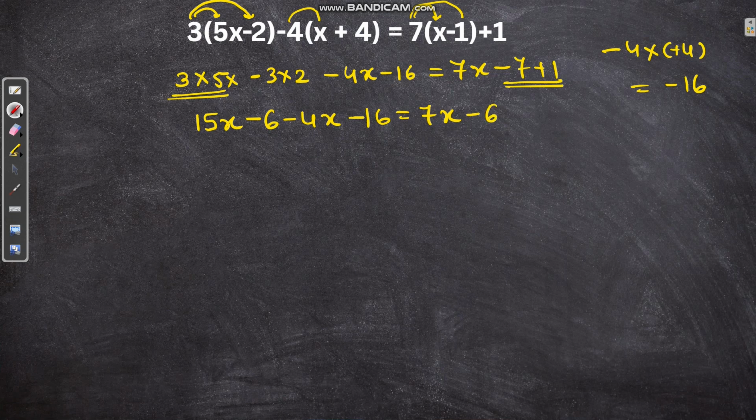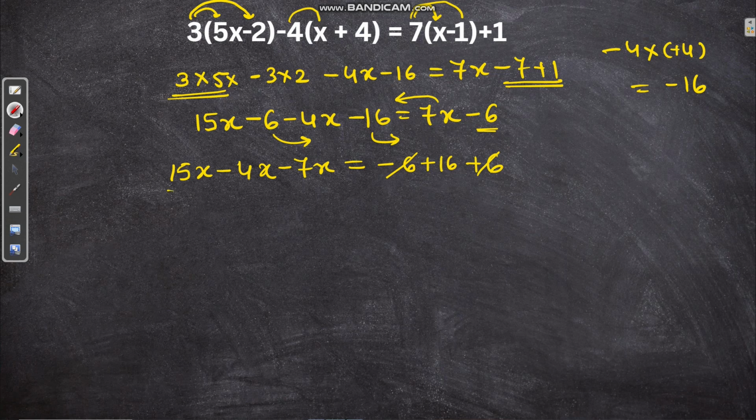Now bring all your x terms to one side and all the numbers on the other side. Let's bring all the x terms on the left hand side. So let's bring this plus 7x on the left hand side. So 15x minus 4x minus 7x will be equal to, I'll take all the numbers on the other side, that is on the right hand side. So minus 6 is already here, so I'll write down minus 6. Minus 16 when it comes on the other side will become plus 16. Minus 6 again when it comes on this side will become plus 6. Now minus 6 and plus 6 cancel.